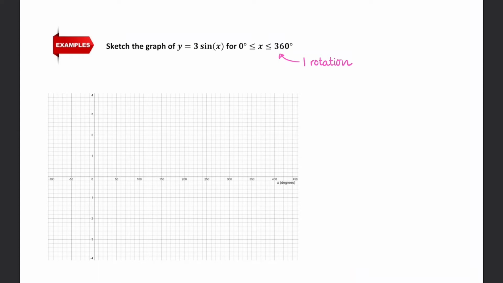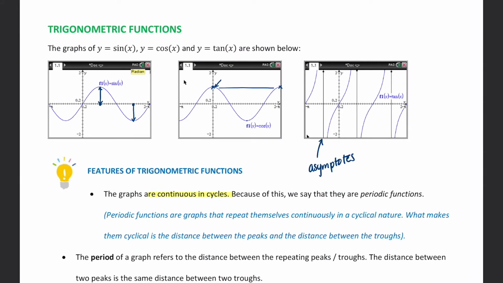What I like to do here is identify the key features of these functions. So the 3 first up is our amplitude. That means our maximum y value will be 3, and our minimum y value will be negative 3. And it's a sine graph, so if we take a look at what sine graphs look like, it's going to start from 0, 0, and it's going to go up and then come down and go back up again.